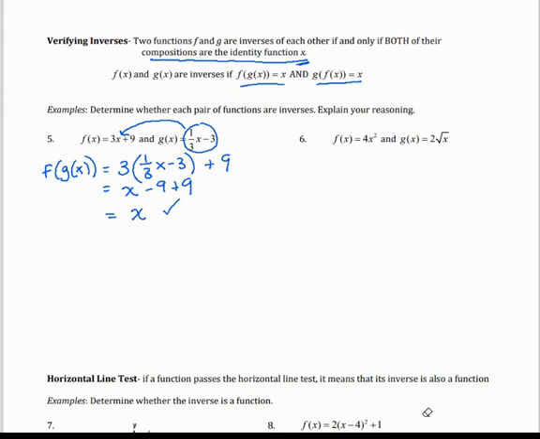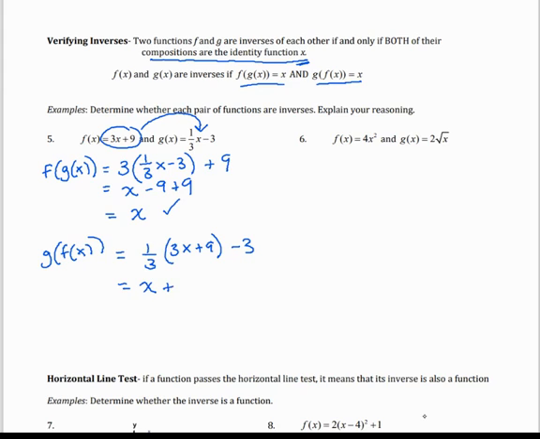Now what we need to do is the opposite. We need to now find g of f of x. So I'm going to take f of x and plug that in for g. So that would become 1/3 times (3x plus 9), and then minus 3. If we simplify, 1/3 of 3x is x, 1/3 of 9 is 3, and now we simplify and we get x. So both compositions gave us x. That means these are inverses.